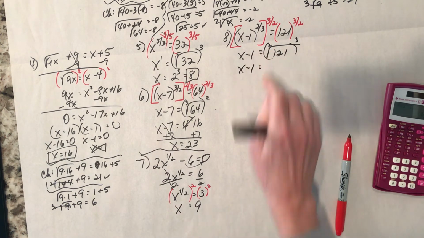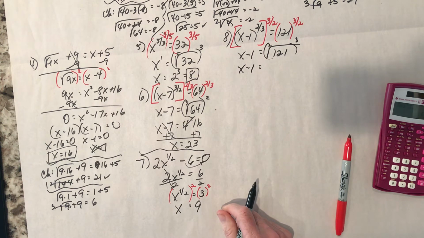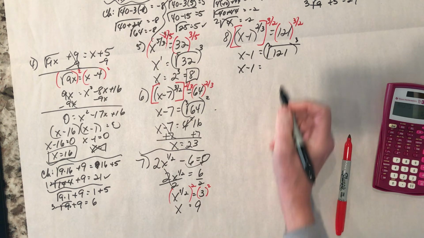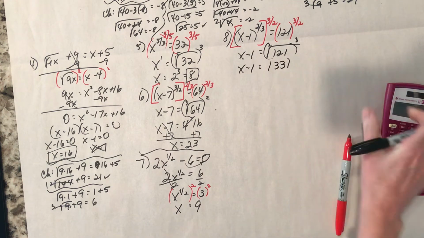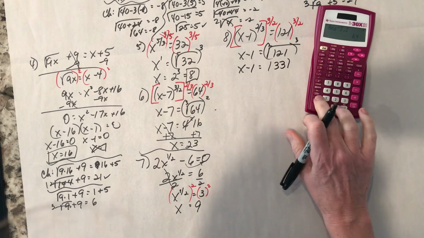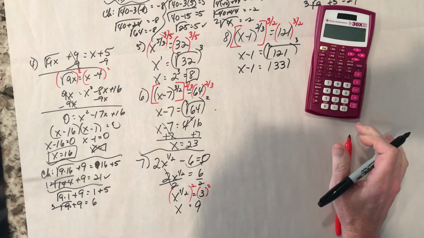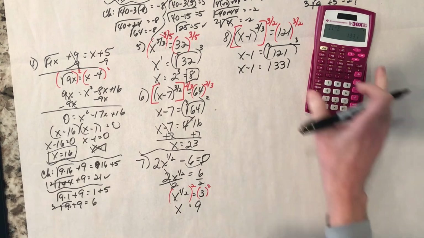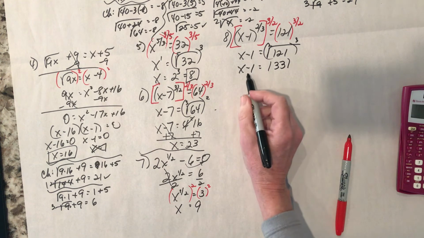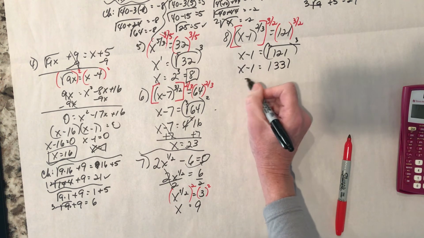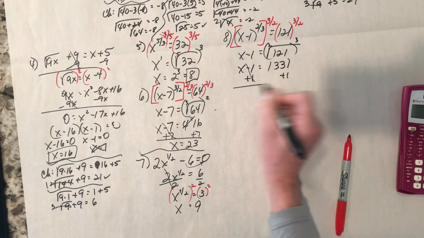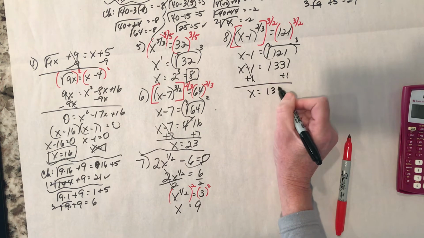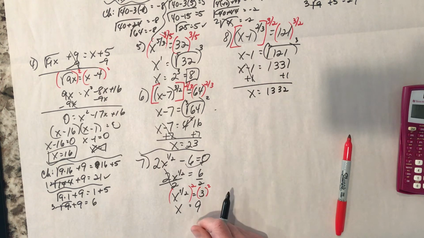The square root of 121 is 11. I'm hoping you know that. 11 raised to the 3rd power, I think, is 1331. Let's check that out. Clear. So we want 11 to the 3, 1331. Good. Then you've got to get x, not x minus 1. Nobody cares about x minus 1. Add 1 to both sides. So we get 1332.